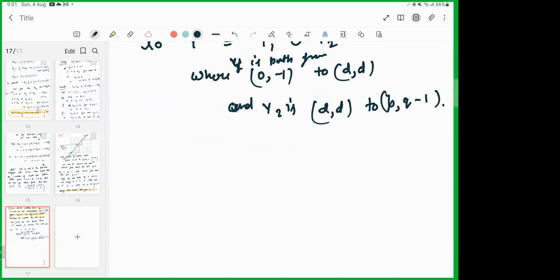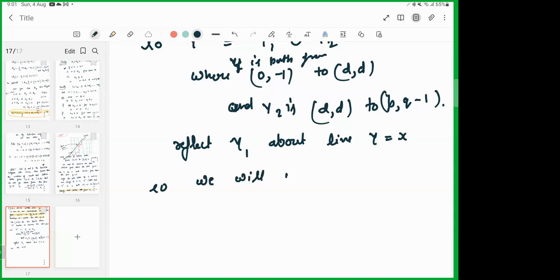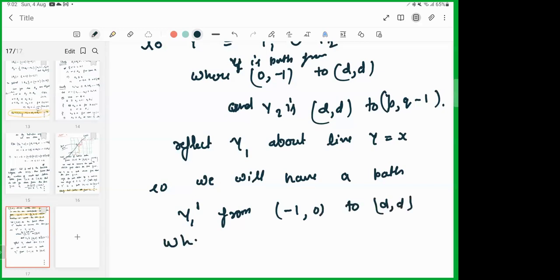So now what I'm going to do is reflect the first path, keeping the second path fixed. So what is the idea? The idea is to reflect gamma 1 about the line y equals x, and so we will have a path gamma 1 prime from -1, 0 to d, d, which lies above the y equals x line up to d, d.